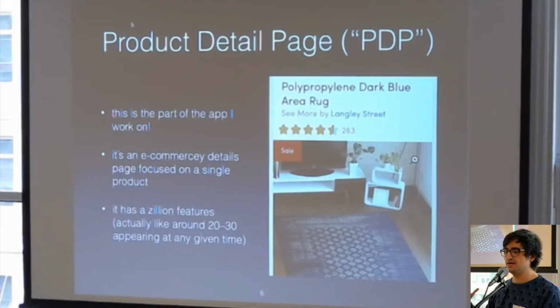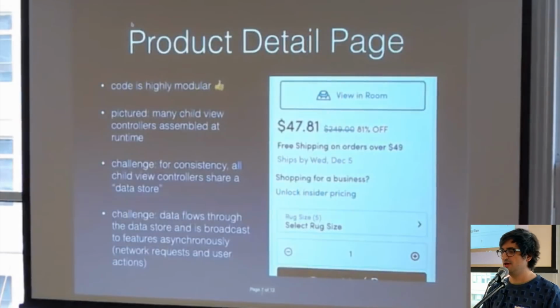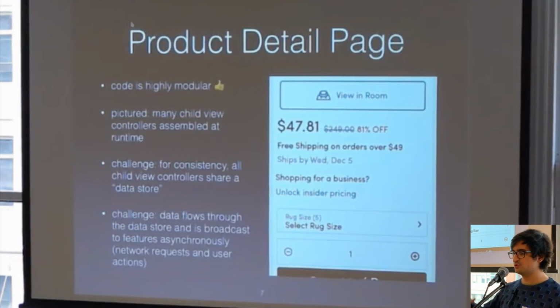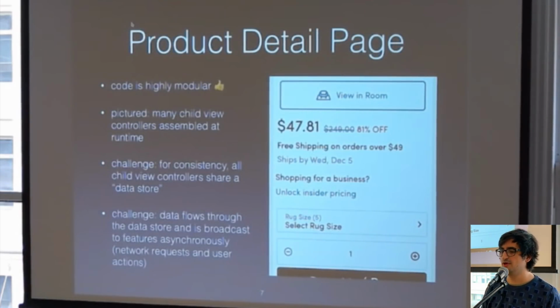So we build this up at runtime. There are about 20 to 30 features live on this page every time it spins up. And they're stacked vertically. There's a couple more screenshots. Yeah, so if you were to scroll down, you'd see a bunch of other stuff.